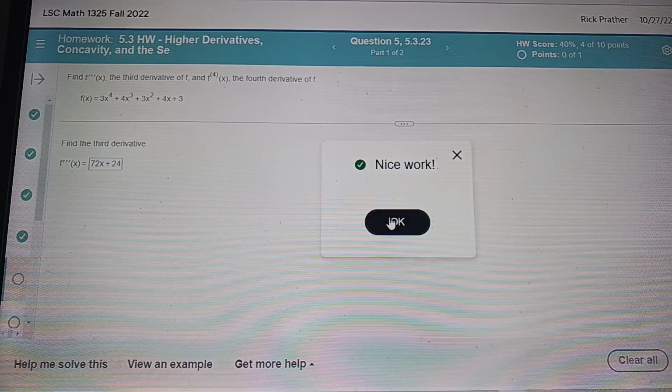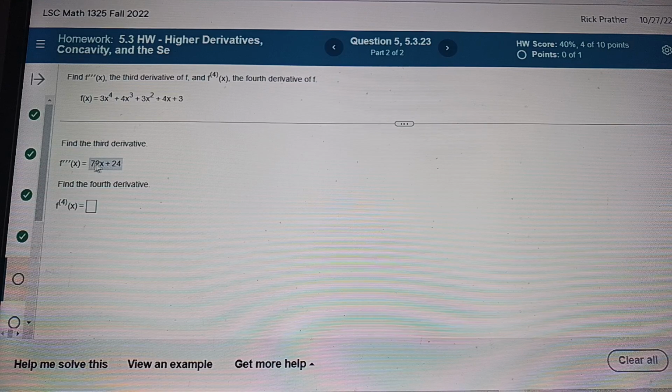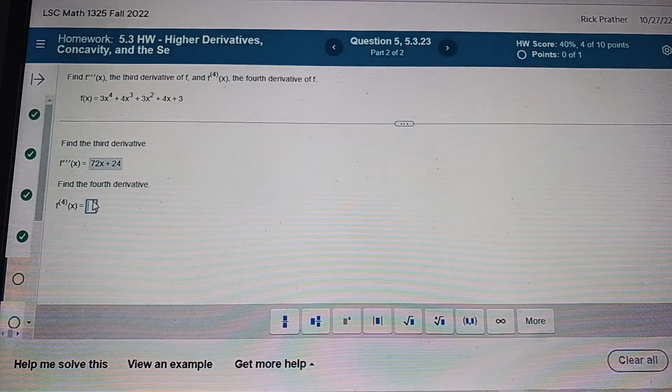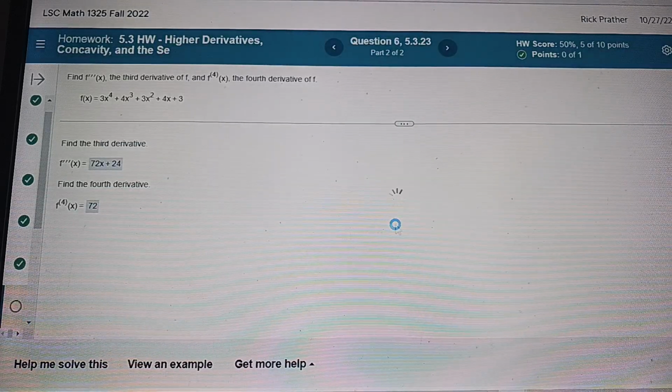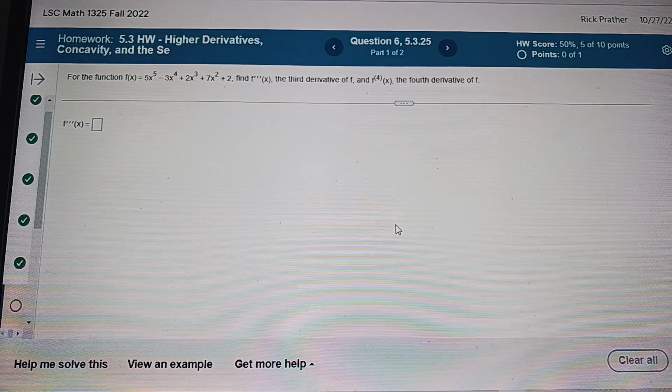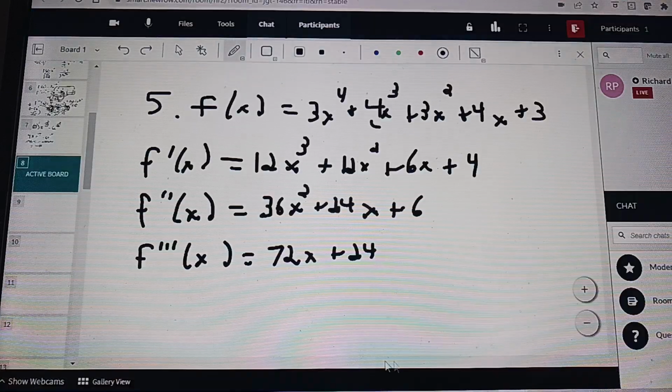And now the fourth derivative is the derivative of this, which is easy because this is linear, so the derivative of it is just the 72 in front of it. And then if I did a fifth derivative, it would be 0, and then every one after that would be 0 as well, which may be why they're stopping after the fourth one. Okay, same kind of problem.